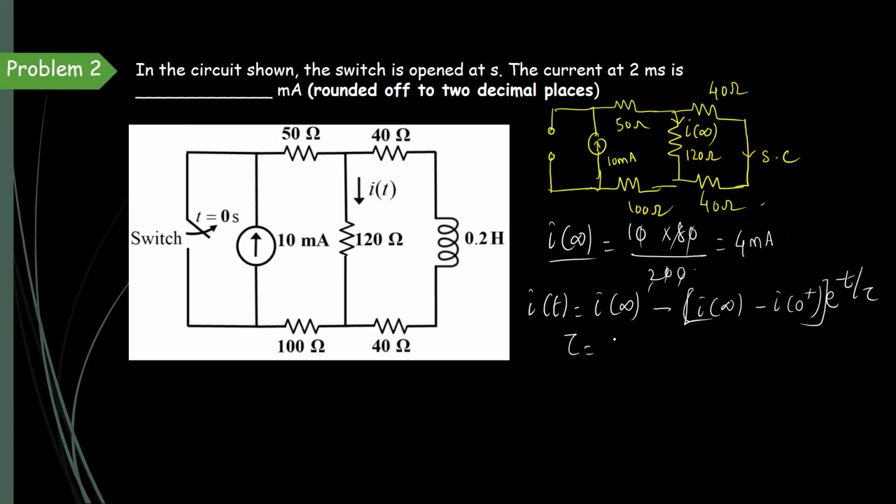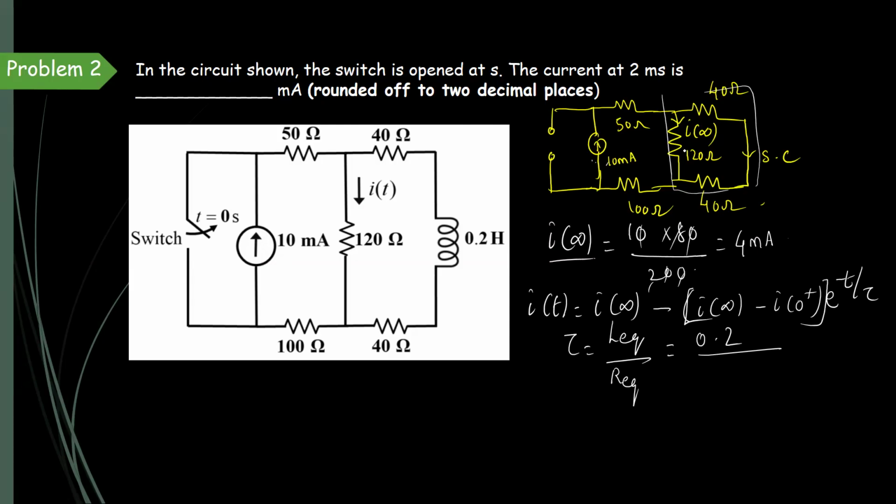Here, since this is an RL transient circuit, L equivalent by R equivalent will be the time constant. Since we have only one inductance, we can mark it as L equivalent. Now we need to find the R equivalent. To find the R equivalent, the current source can be open circuited. If the current source is open circuited, what will be the condition? Only this part we will have. Okay.